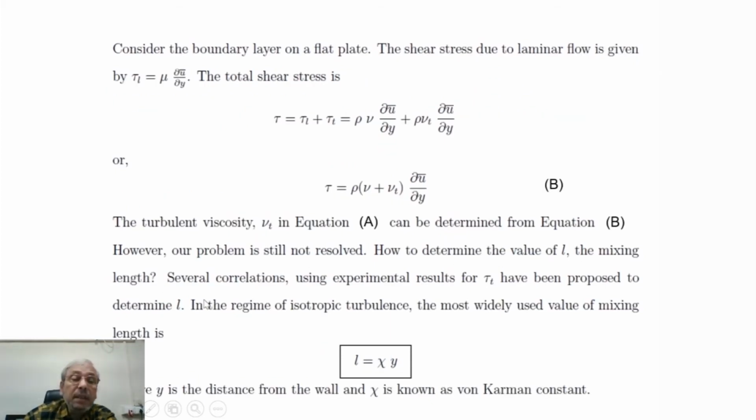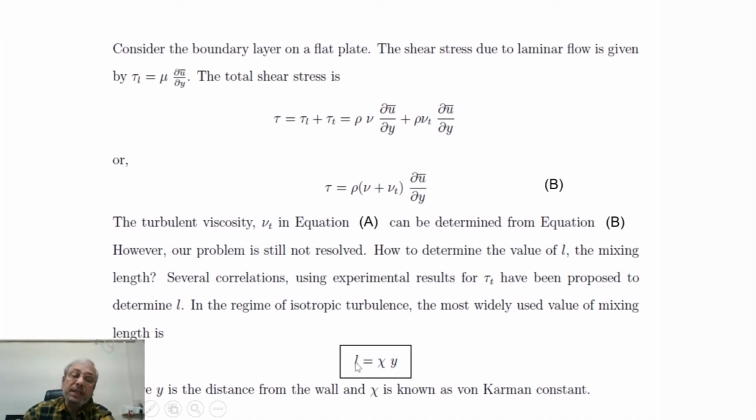The mixing length. Several correlations using experimental results of tau t have been proposed to determine L. In the regime of isotropic turbulence, the most widely used value of mixing length is given by L equal to chi y, where y is the distance from the wall and chi is known as von Karman constant.